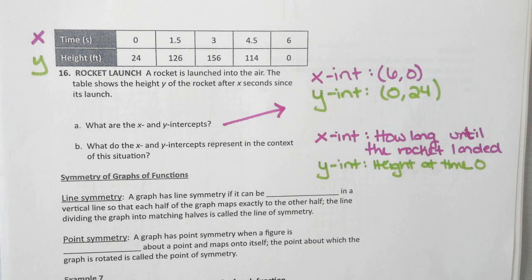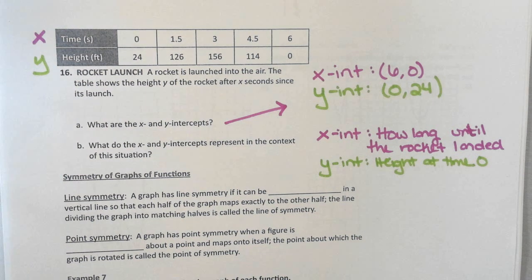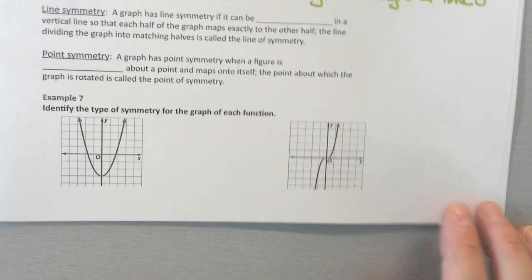Did we get the same x and y intercepts? And then I tried to explain it again in my own words. So the x-intercept is how long it took to hit the ground. I said landed, you could have said hit the ground. And then the y-intercept would be the height at time 0, or the height when you started, the height where you began. Again, there are different ways to say it. Okay, do we feel good about intercepts? Yes? No? Okay, let's talk about symmetry next.